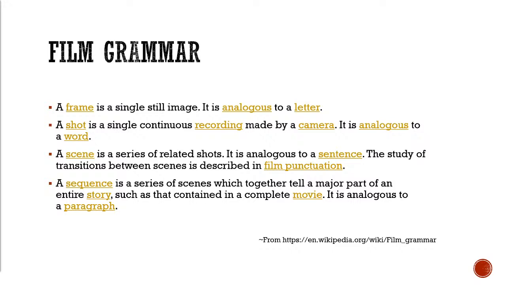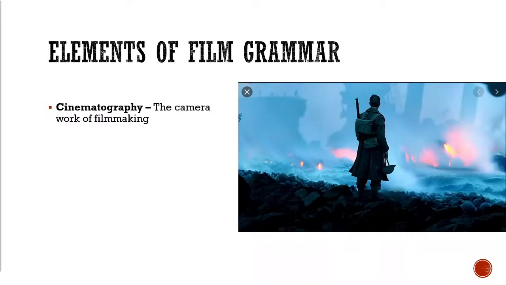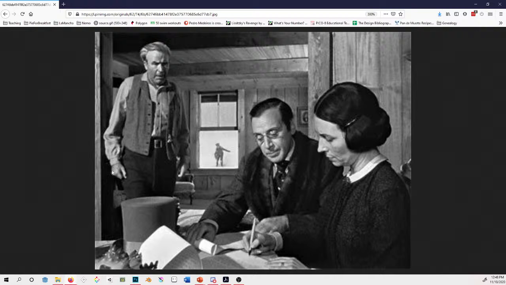So that's like a paragraph, and again, in your overall essay that is a story. All of this, of course, is cinematography, which is the camera work of filmmaking. And camera work is an incredibly important part of filmic storytelling. So, a movie that's credited with really starting to push the boundaries of cinematography as a storytelling medium is the film Citizen Kane from 1941.